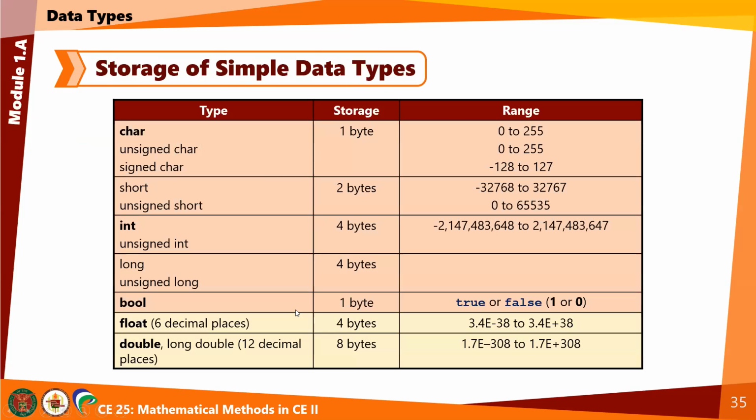Ayan, this is what I'm saying earlier. Yung pinagkaiba lang ng mga types is how much storage they require. Okay? So yung double has 8 bytes. Char has 1 byte. Int and float has 4 bytes.